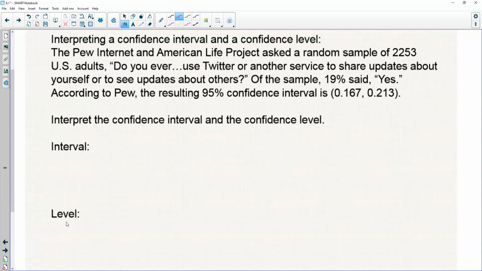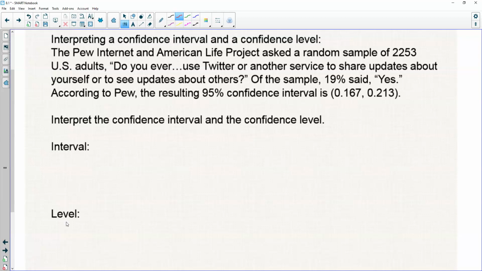The Pew Internet and American Life Project asked a random sample of 2,253 U.S. adults, do you ever use Twitter or another service to share updates about yourself and see updates about others? In the sample, 19% said yes. According to Pew, the 95% confidence interval is between 0.167 and 0.213. Interpret both the interval and the confidence level.